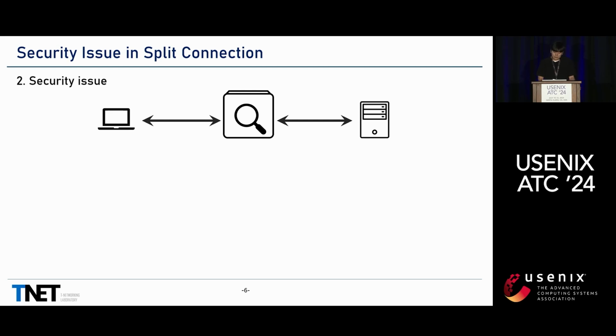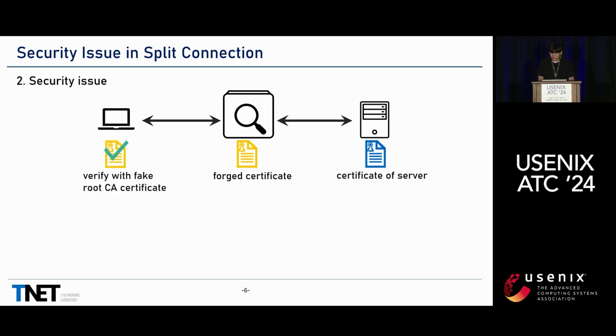The split connection incurs a critical security issue as well. The TLS protocol should authenticate the endpoint server using the server's legitimate certificate. However, in the split connection, the middlebox impersonates the real server using a forged certificate. Moreover, in order to make the clients trust the forged certificate, all the clients should install a fake root CA certificate on themselves. Thus, the client can never do end-to-end authentication with the real server in the split connection scheme.